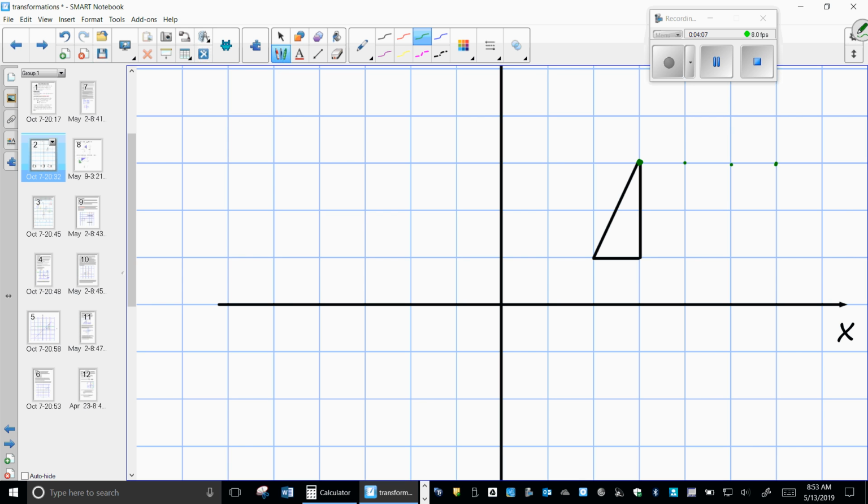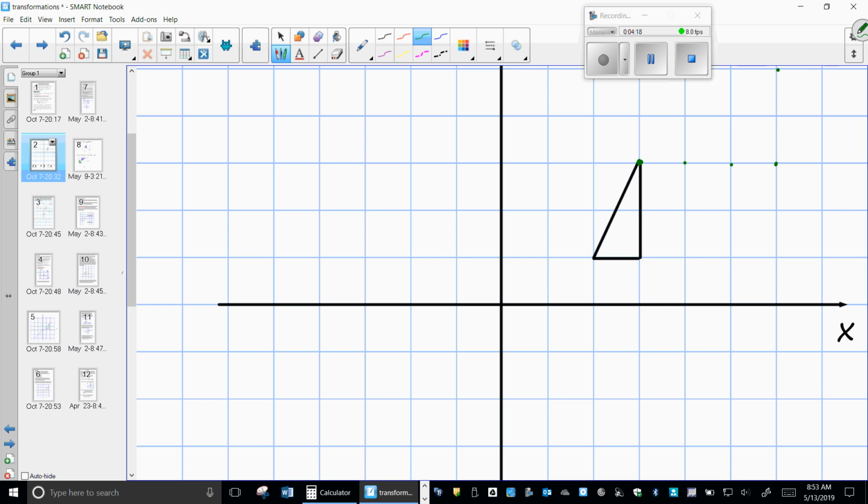And then what was the other number? 2. And what does that tell us? We're going 2 units up. So we're going 1, 2. So we're moving to this position here. Okay, so I moved 3 units across and 2 units up.